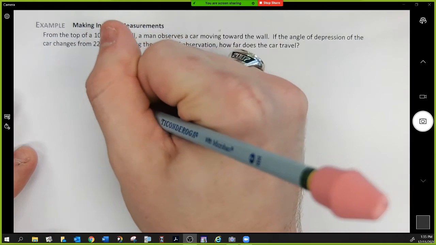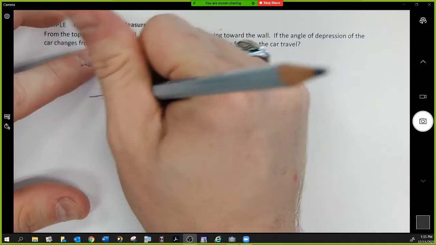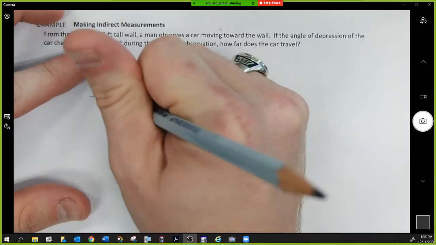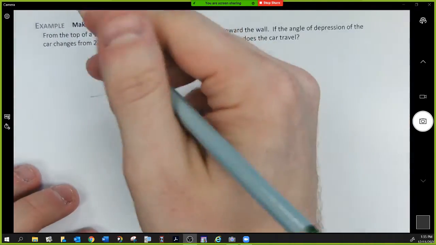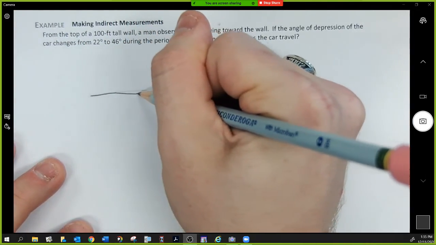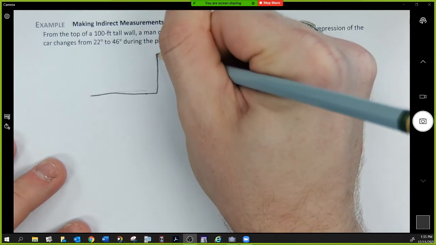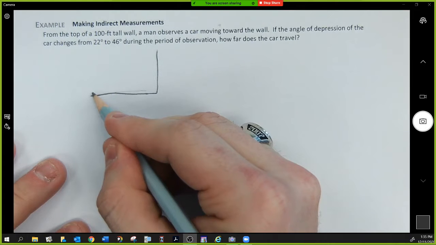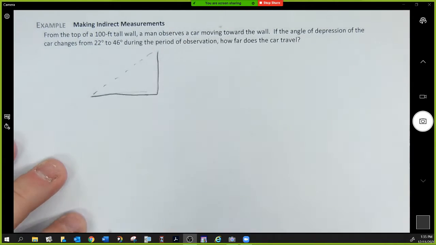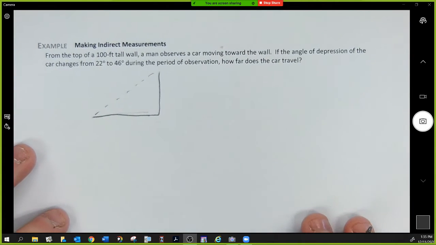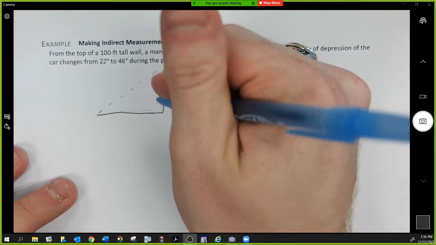I'm going to need a picture. It won't be drawn to scale, though. So here we have what was supposed to be a straight line. Let's try again. Wow, that's not much better. You know what? It's good enough. Here's our wall, and here is our imaginary hypotenuse. So dude's sitting on top of a 100-foot wall.